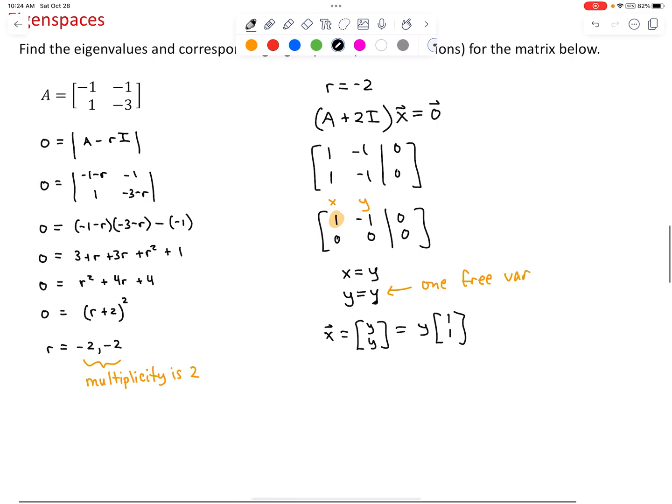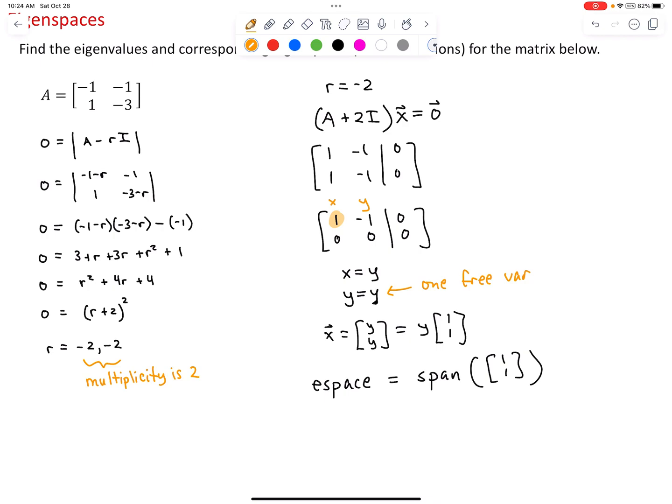So in this case, the eigenspace, or E space, for this eigenvalue, -2, is equal to the span of the vector 1, 1. Once again, this is a line in R2, and its dimension is 1, because there's only one vector in its basis, which of course corresponds to the number of free variables we had.